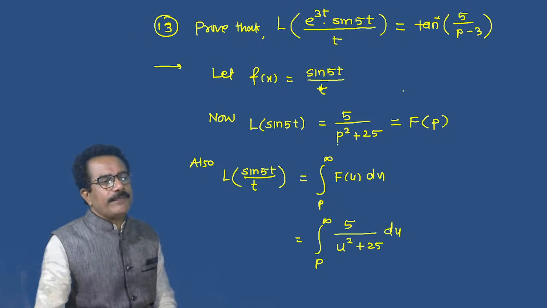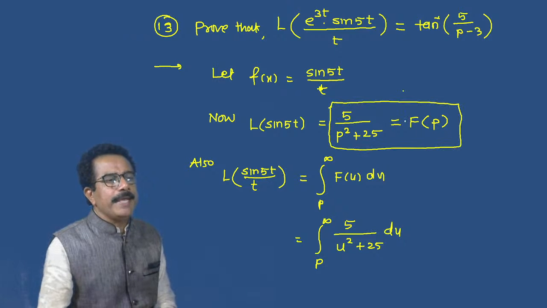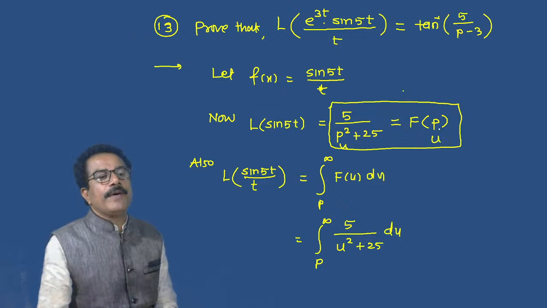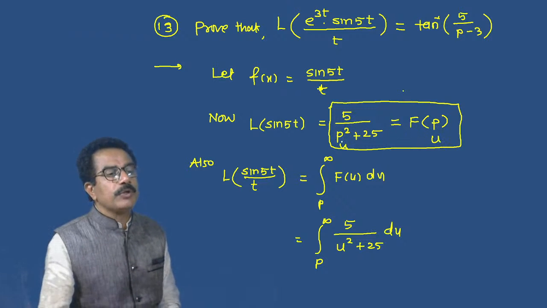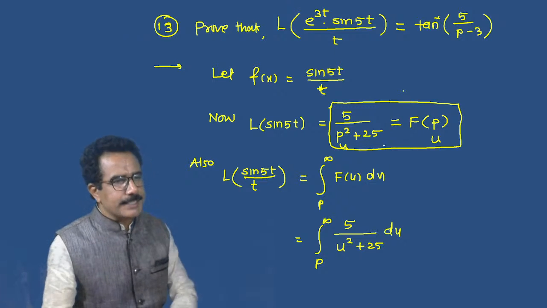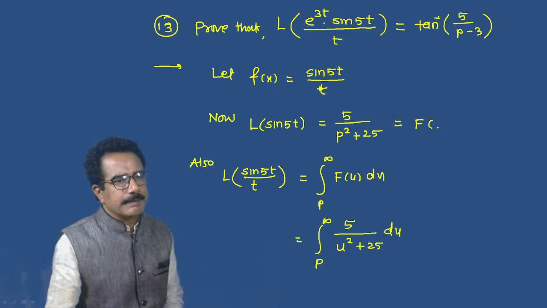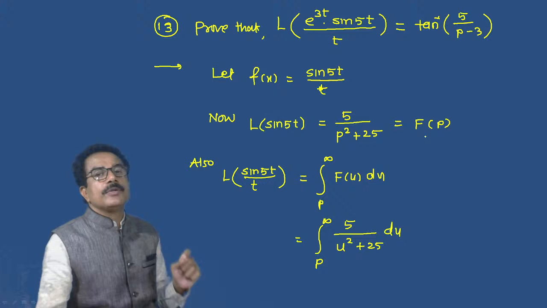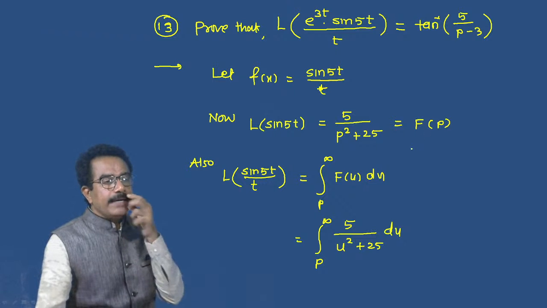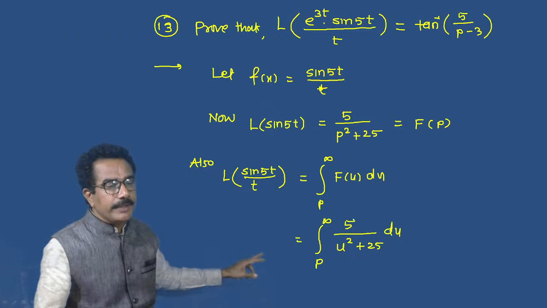So in this equation, we can write u in place of p. So this is u, this will be u. So capital F of u means 5 divided by u square plus 25. So we can write this as capital F of p. Then you will understand better how we get capital F of u du in the form of u.